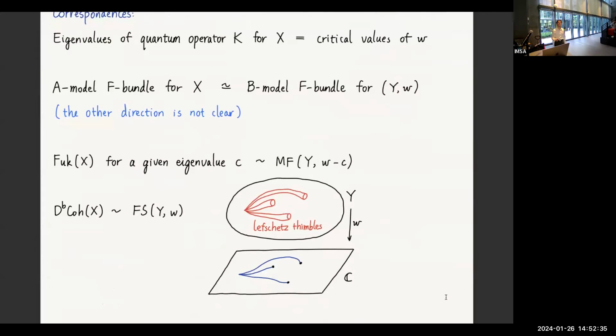So for the Fukaya category, in order to do it for a general variety that is not a Calabi-Yau, we consider the Fukaya category conjecturally for a given eigenvalue c, and this is supposed to be equivalent to the matrix factorization category of Y with the potential W minus c. And also, we can switch the roles between A model and B model. And the D^b of X is supposed to be equivalent to the Fukaya-Seidel category of (Y, W).